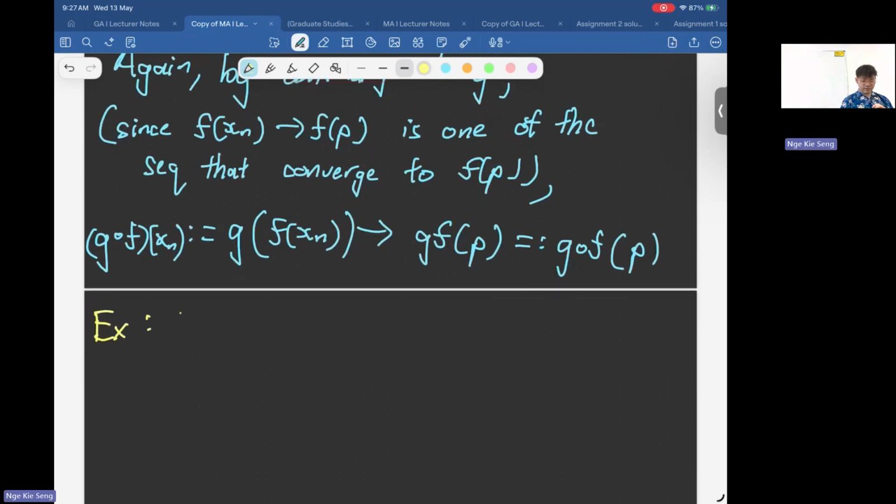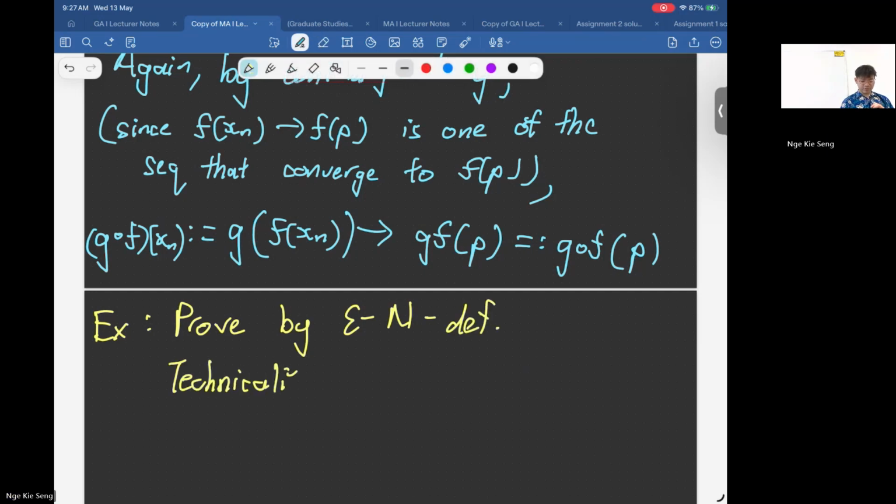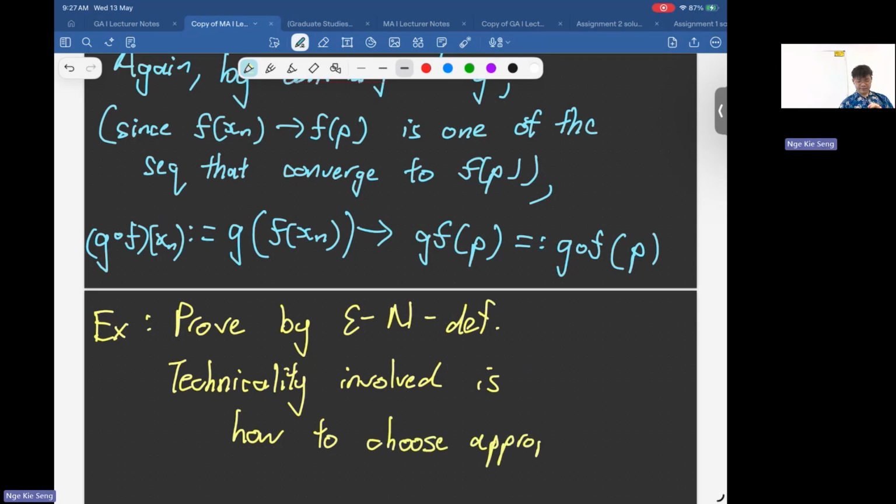Okay, so maybe one exercise you can do here is: prove this by the epsilon-n definition. The technicality involved here is how to choose n, or an appropriate n.